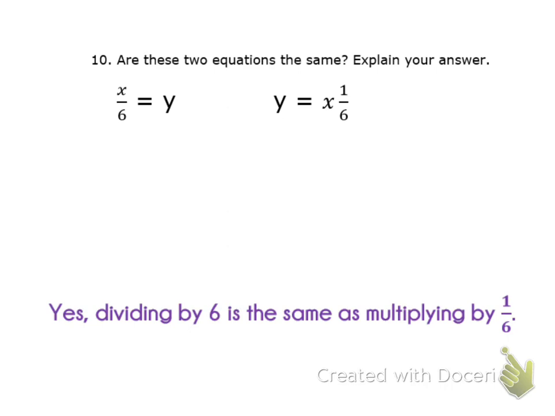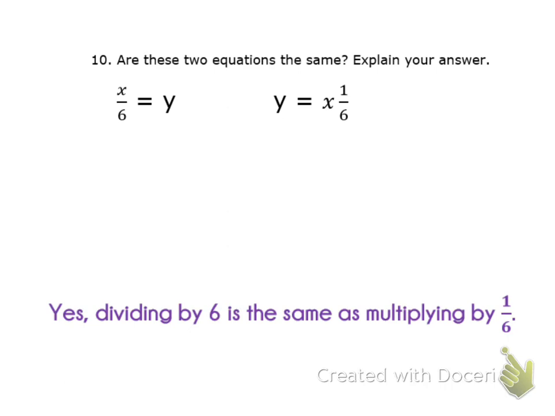Number 10, are these two equations the same? Explain your answer. And the answer is yes. I know we've talked about this a few times in class, but anytime you divide a number by something, it's the same as multiplying by 1 over that number. So for this particular example, if we had x divided by 6, dividing by 6 is the same thing as multiplying by the reciprocal, which is 1 over 6.